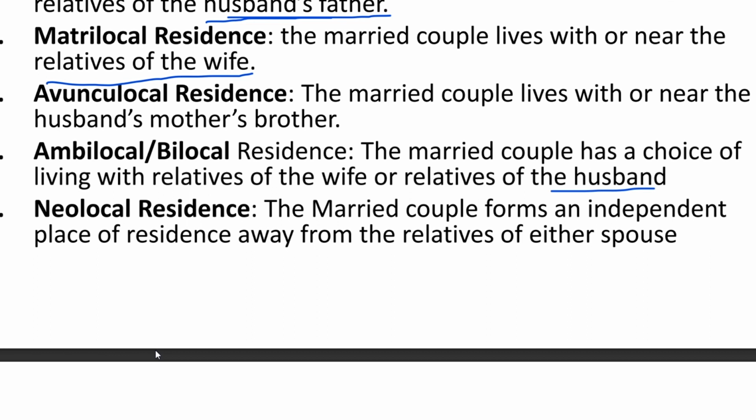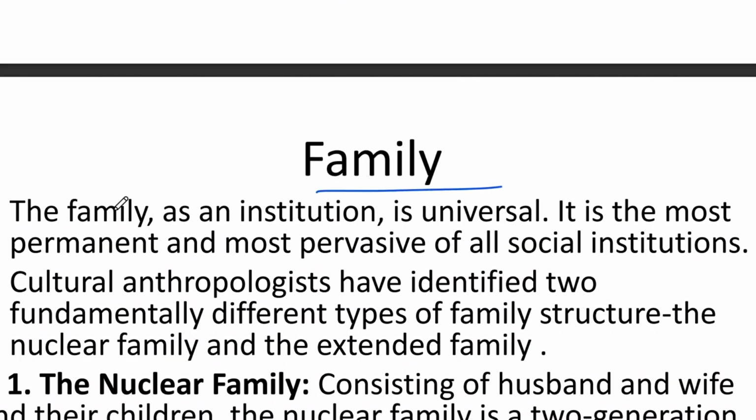So the fifth one is neolocal. Neolocal residence is when the married couple forms an independent place of residence. So, what is a family? The family as an institution is universal. It is the most permanent and most pervasive of all institutions.